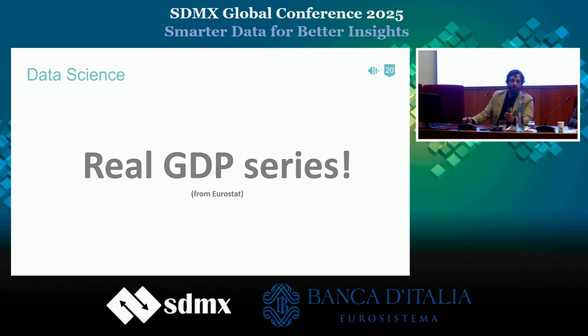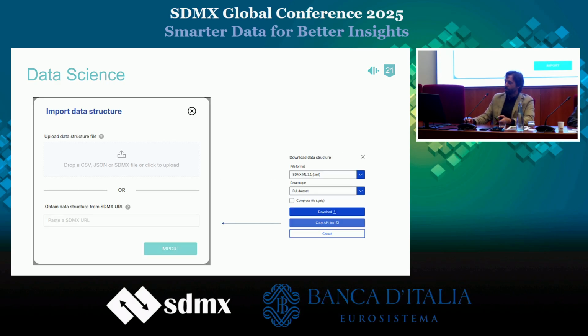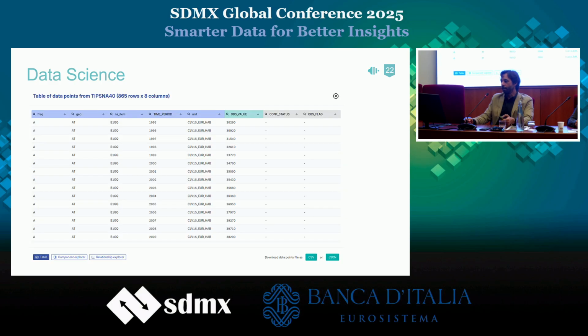But maybe, the housing market is too depressive and we should talk macroeconomics. So in this case, we have some simple examples from Eurostat with the real GDP series. We simply have to go to the Eurostat website, copy the URL for the data structure in SDMX format, and then do the same thing for the data points. We copy the URL for the data points. We paste both into the VTL suite, and voila, we have the data.